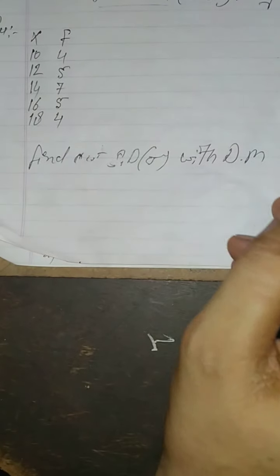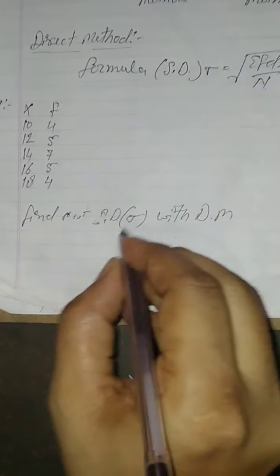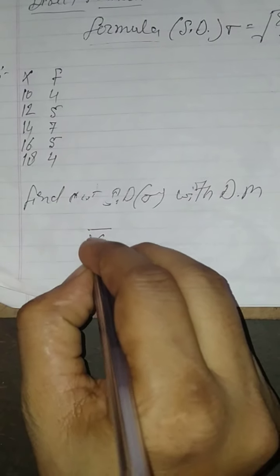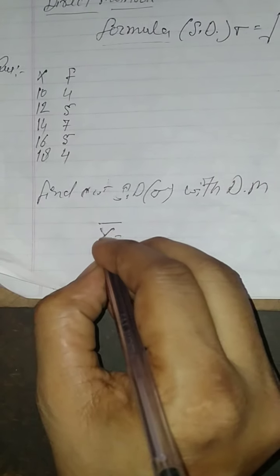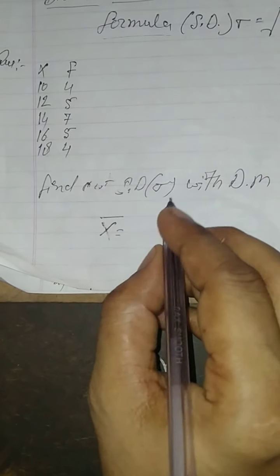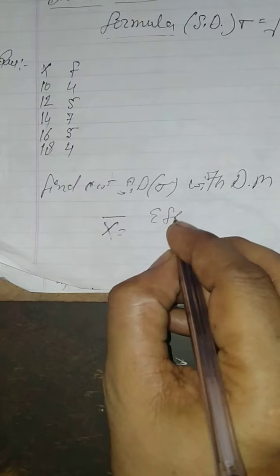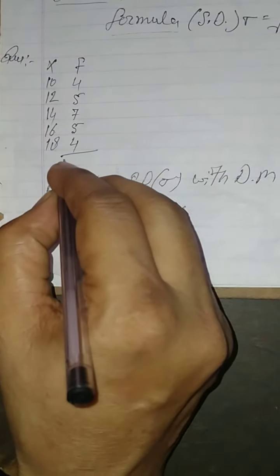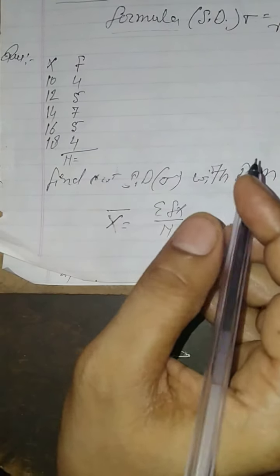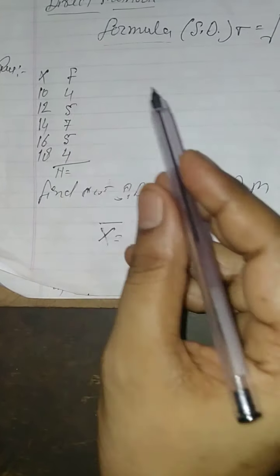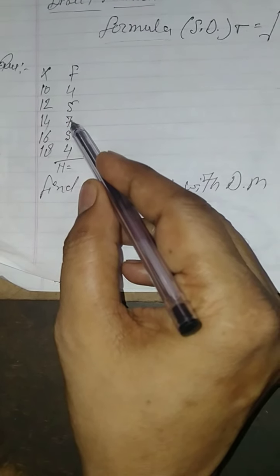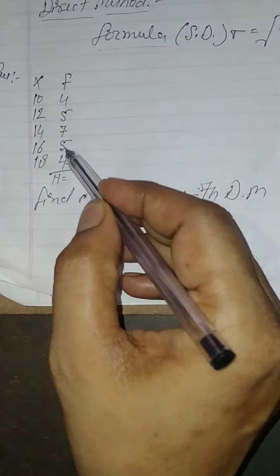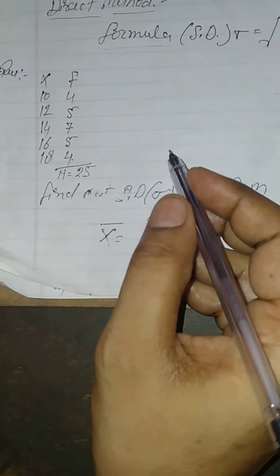First of all, we will find the mean. X bar is equal to, with the direct method, we take the deviation from the actual mean. The formula of x bar in discrete series is summation fx divided by n. First we add all the frequencies, which is called n: 4, 5, 7, 5, 4 gives n equal to 25.